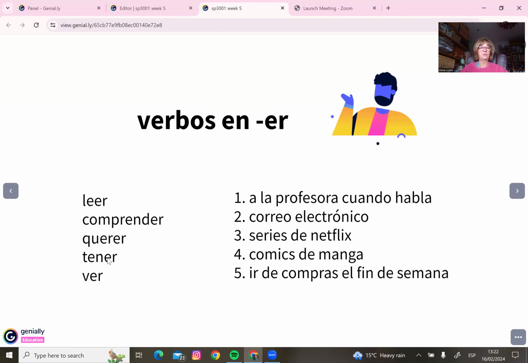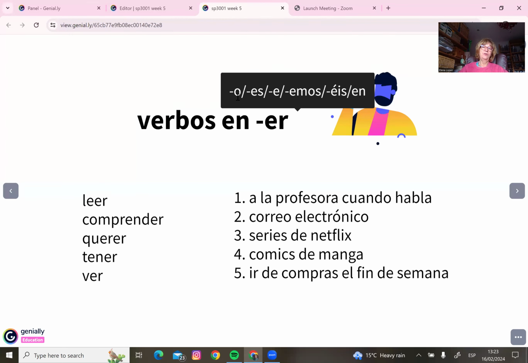And we studied last week that querer is slightly irregular because this E changes to IE. Quiero. Tener is the same. This E also changes to IE. So, tienes cómics de manga, tienes correo electrónico, tienes Netflix. If I reply with tener, I can use the O ending, but the I person is irregular, and I would say tengo. Tengo correo electrónico, tengo Netflix, tengo cómics de manga.